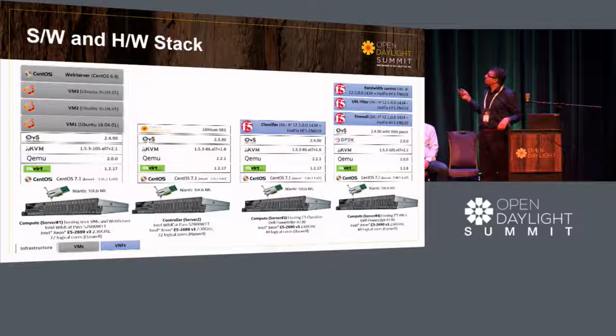We also have the F5 commercial VNFs. So on server number 3, we have the classifier, and on server number 4, we have the bandwidth control, the URL filter, and the firewall. Note that these are all using BIG-IP version 12.10, and we were closely engaged with F5. We had to enable some functionality. There's a hotfix on top of that as well.